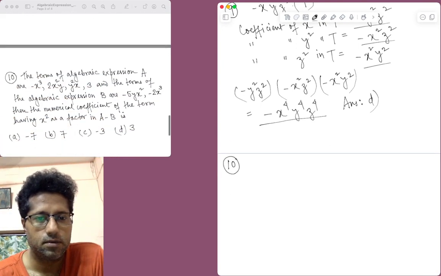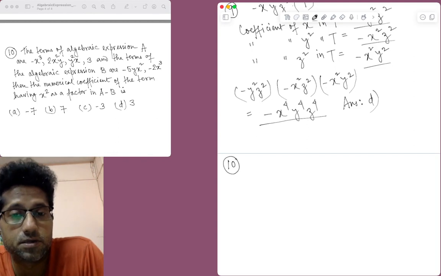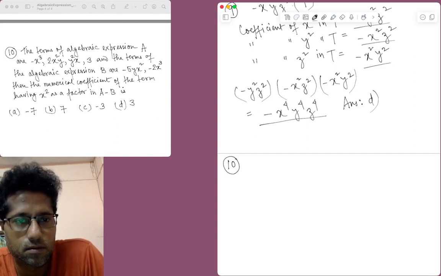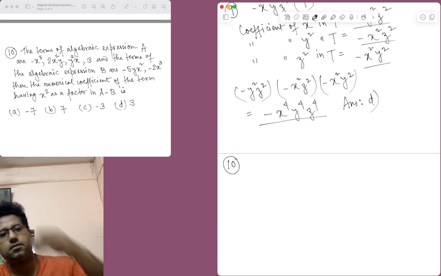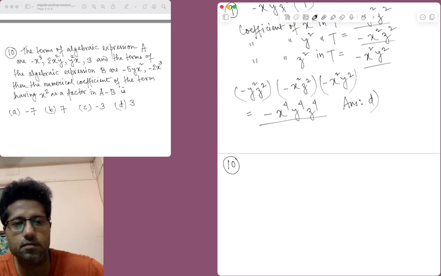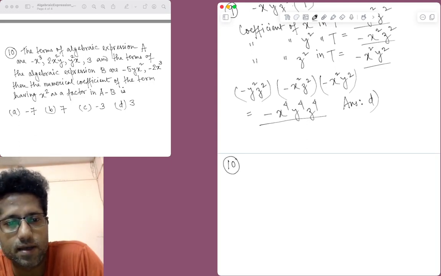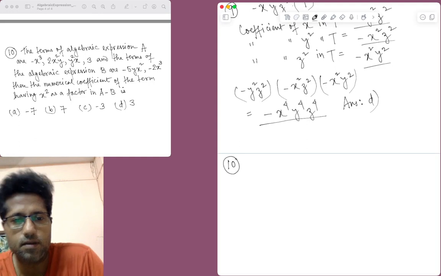What is question number 10? The terms of algebraic expression A are minus x cube, 2x square y, y square x, 3, and the terms of the algebraic expression B are minus 5 y x square, minus 2x cube. Then the numerical coefficient of the term having x square as a factor in A minus B is.